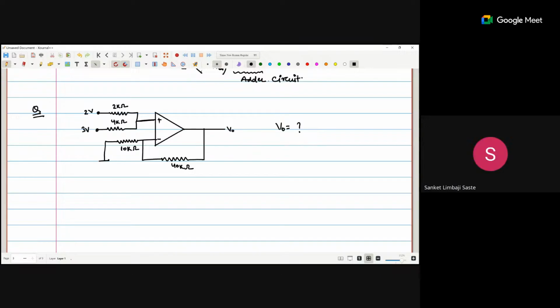Sir, 11.66 volt. 11.66. Any other? Yes, any other who tried?